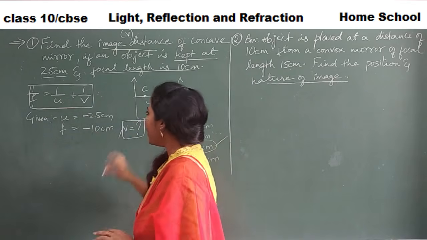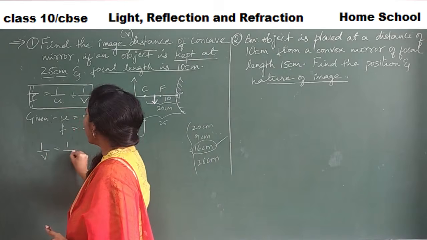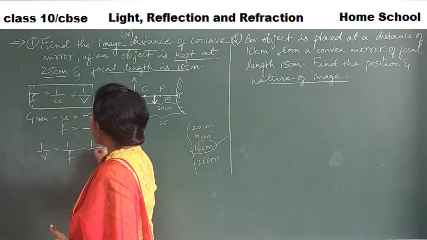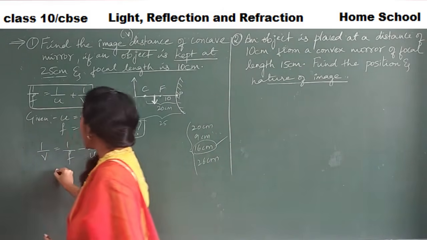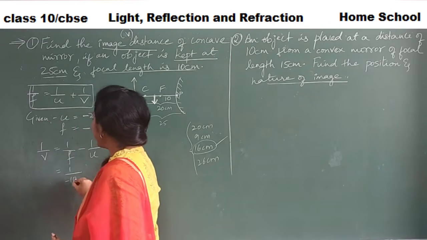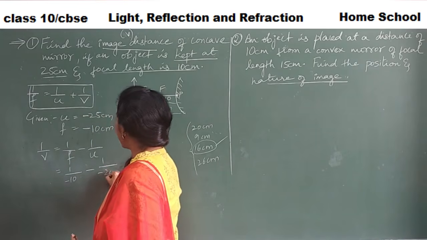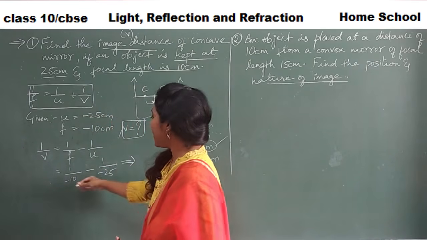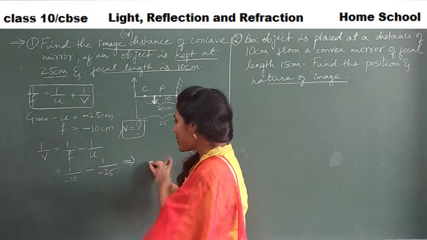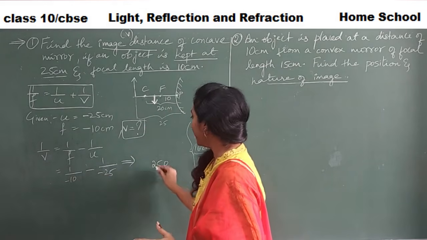So this is the formula. Rearrange the formula: 1 by v is equal to 1 by f minus 1 by u, right? Substitute the values. What is f? It is minus 10, okay? Minus of 1 by u. u is minus 25, okay? So what is the LCM, guys? Let me take an LCM of 250, 10 into 25.